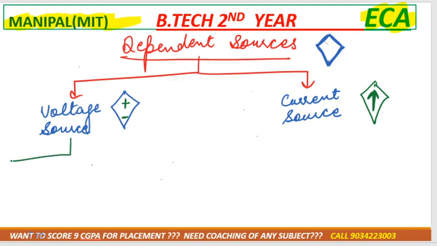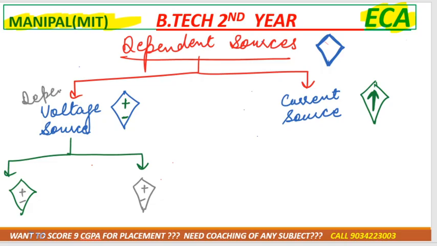Correct? So now voltage source is divided again into further 2 categories. Like you are a student, right? So you are depending on your mother and father, right? Correct? So in this also, the dependent voltage source is divided into 2 categories. It is depending on either current or voltage.